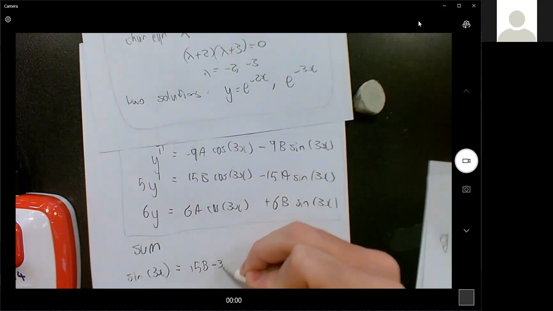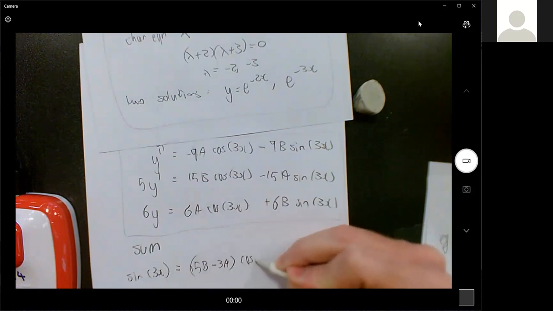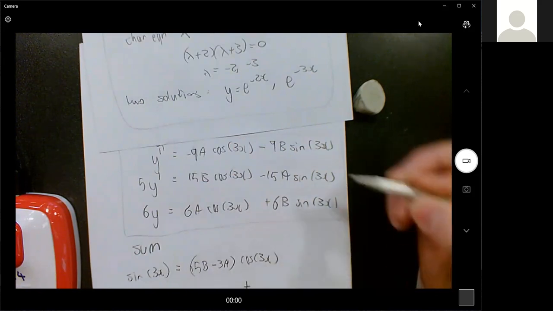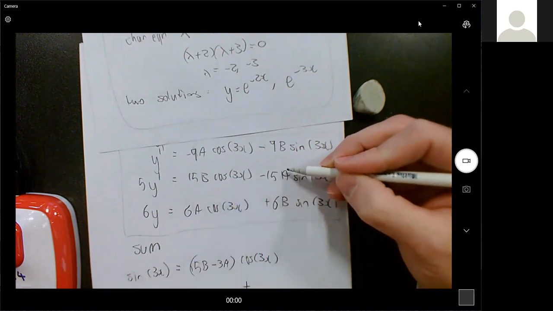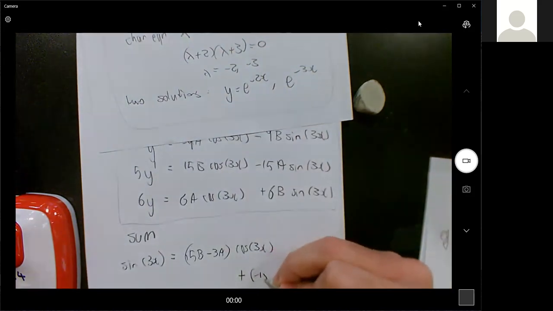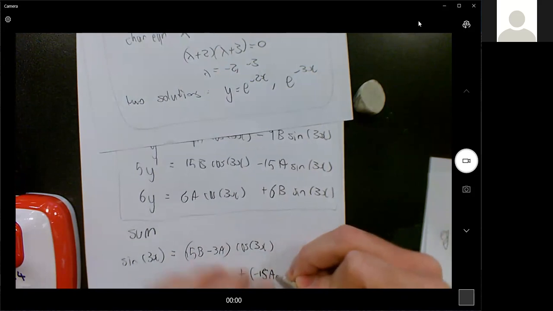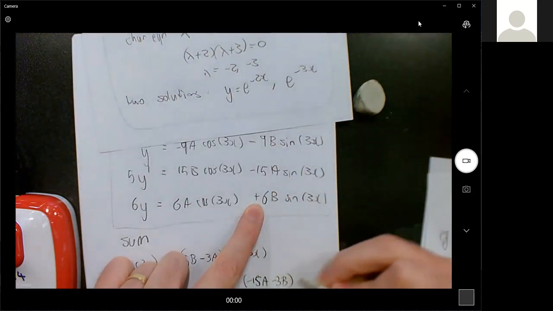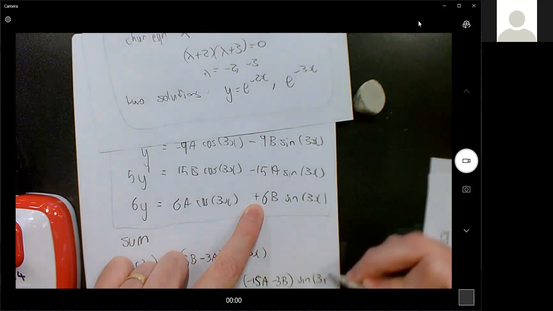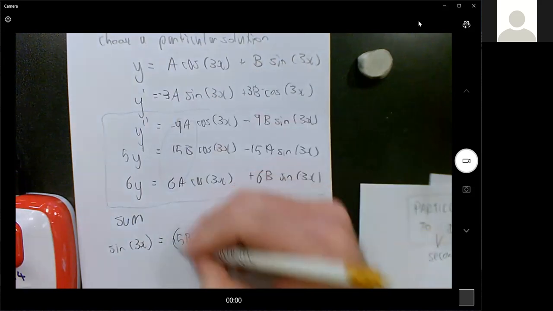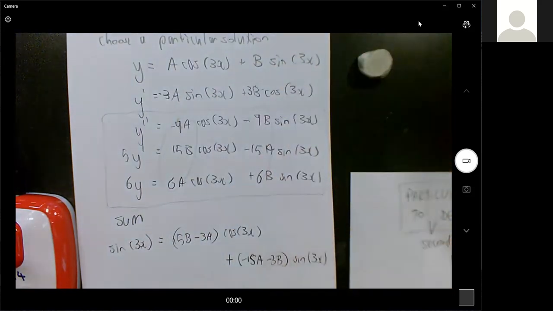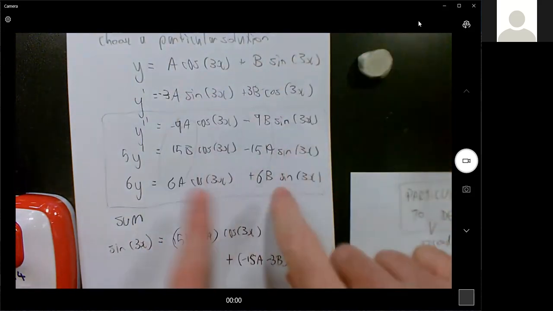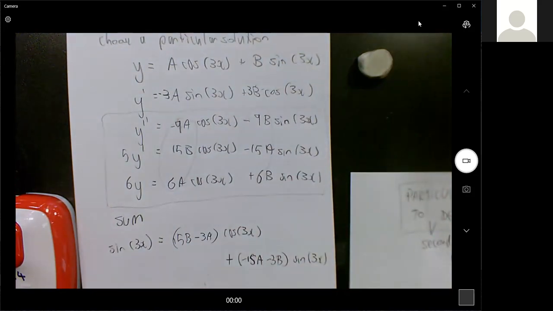15b minus 3a lots of cos of 3x, and minus 15a minus 3b of sine of 3x. Just adding them all up. Like those become this and those become this. Which is why I lined the coses and sines up when I wrote them down, so that I could do that.